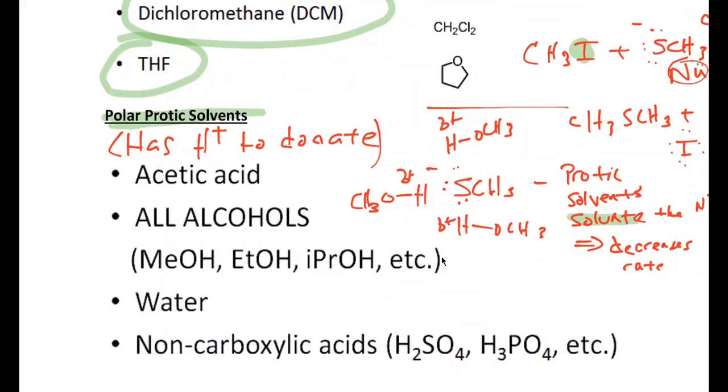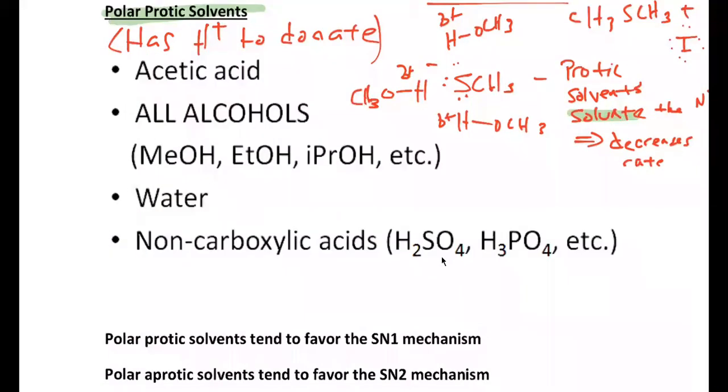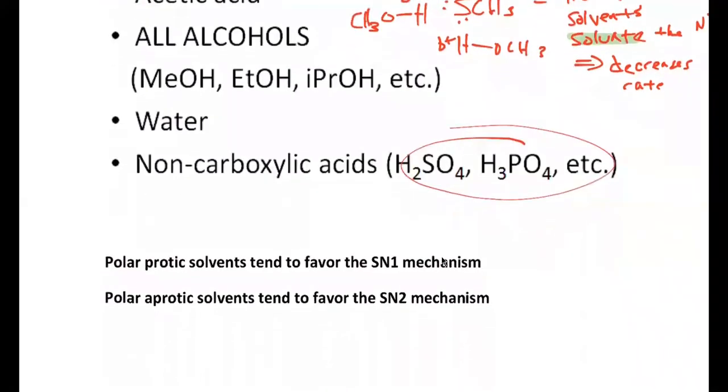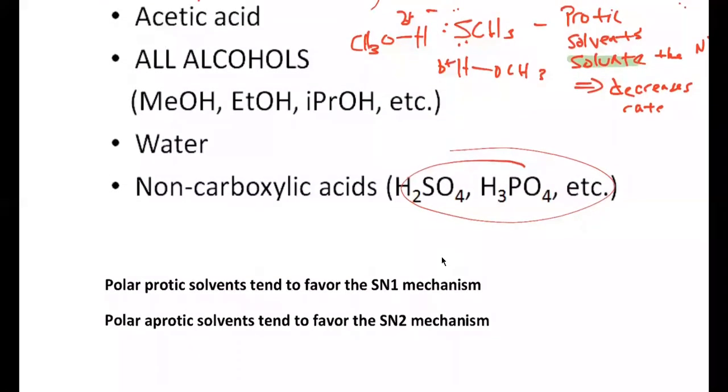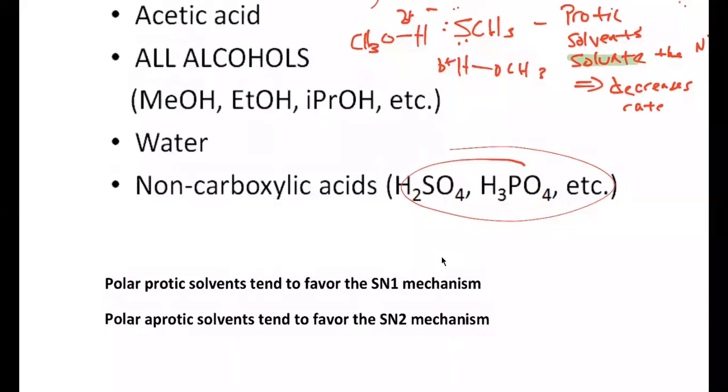And then you have some other non-carboxylic acids, right? Like sulfuric acid, phosphoric acid, HCl. Any type of acid is going to be considered a protic solvent, right? And so for SN2, you do not want to use protic solvents. You always want to use aprotic solvents. All right. Any questions about anything so far?